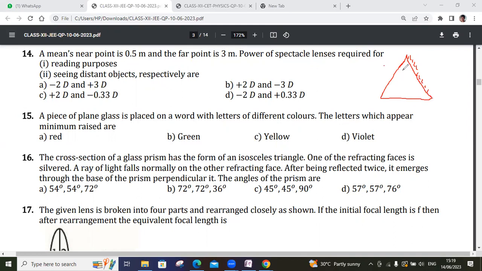Let's see. So here it is coming normally. This is the normal. And suppose here it is hitting at theta angle. And this will also be theta, since i is equal to r. And it is hitting here, and here also reflection is happening. Maybe i is greater than the critical angle, then reflection will happen. If reflection happens, then it will go through the base. And we know this is 90. They have told this is 90. And suppose this is some other angle, maybe alpha. And this will also be alpha, since i is equal to r.